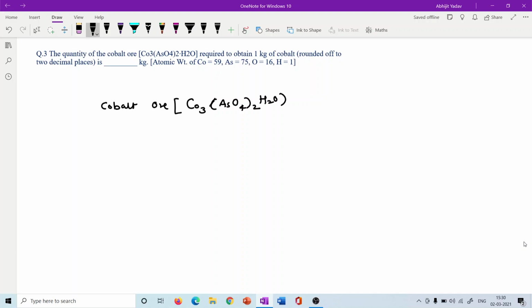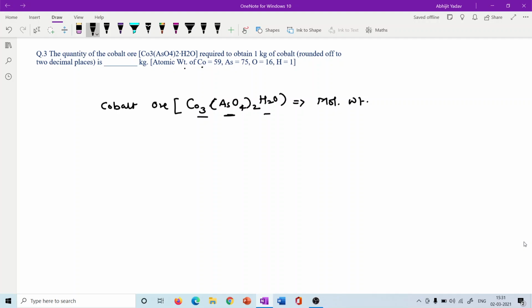Now this is my cobalt ore given, and they have asked how much quantity of this cobalt ore is needed to obtain 1 kg of cobalt. First of all, we have to find the atomic weight of each element involved in the cobalt ore, so we have to find its molecular weight.